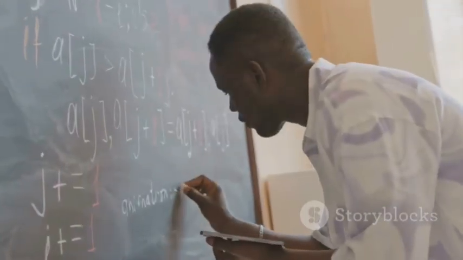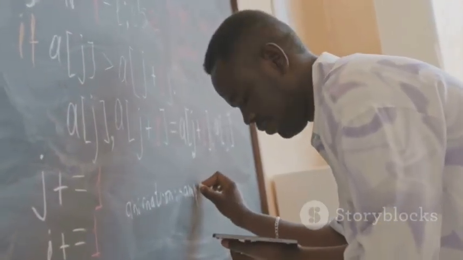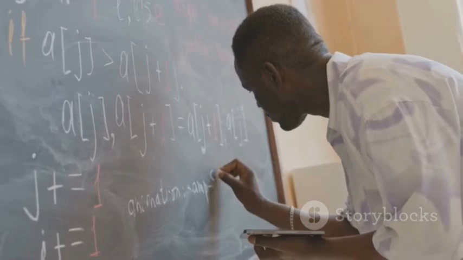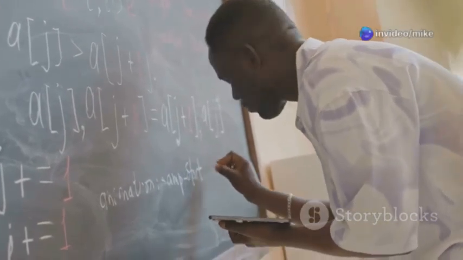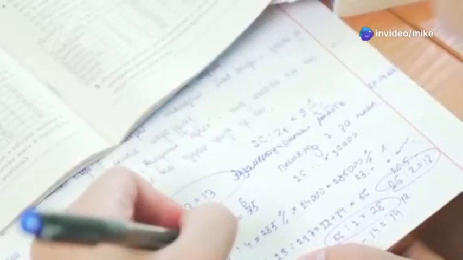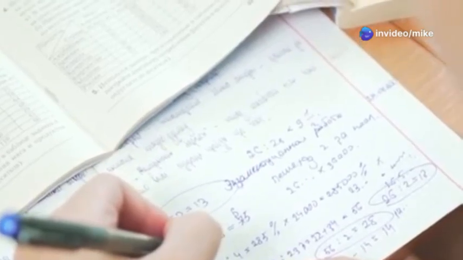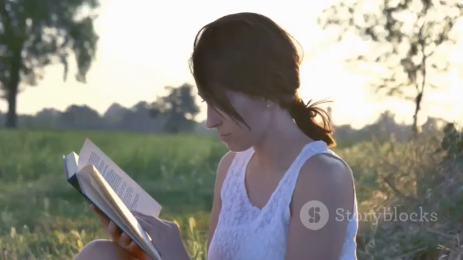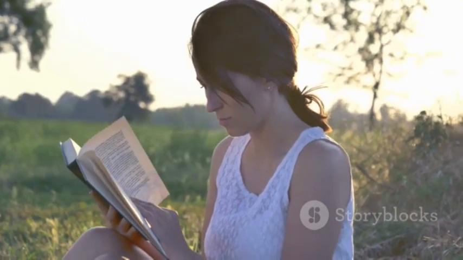The general form of a quintic polynomial looks like this: ax to the 5th plus bx to the 4th plus cx cubed plus dx squared plus ex plus f. Here, a, b, c, d, e, and f are just numbers called coefficients. The a cannot be 0, otherwise it wouldn't be a quintic anymore.